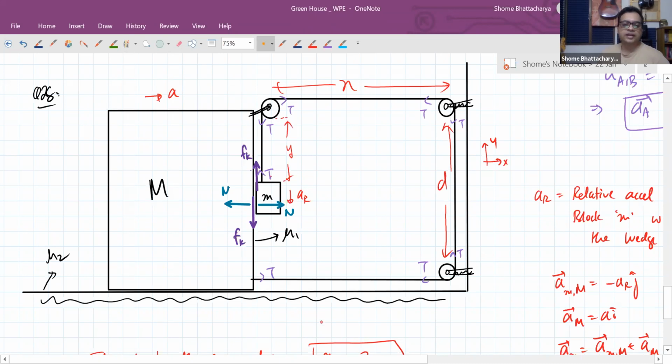Okay. So those are the interactive forces which we'll have to take into account. Apart from that, of course, there are weights and normal reaction with the ground and all that. So we consider those.